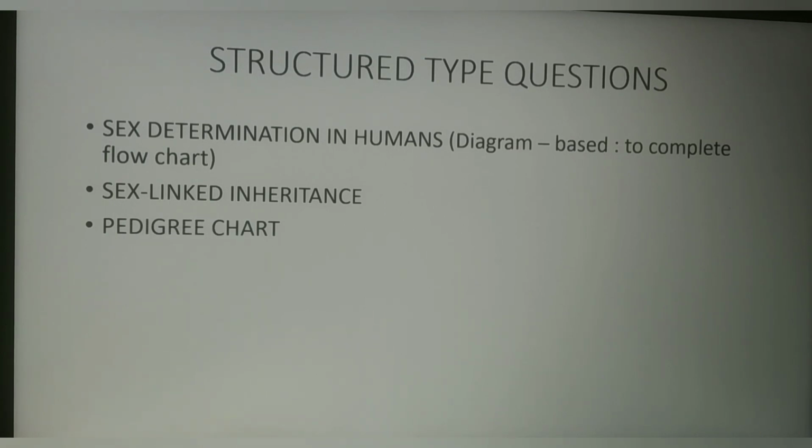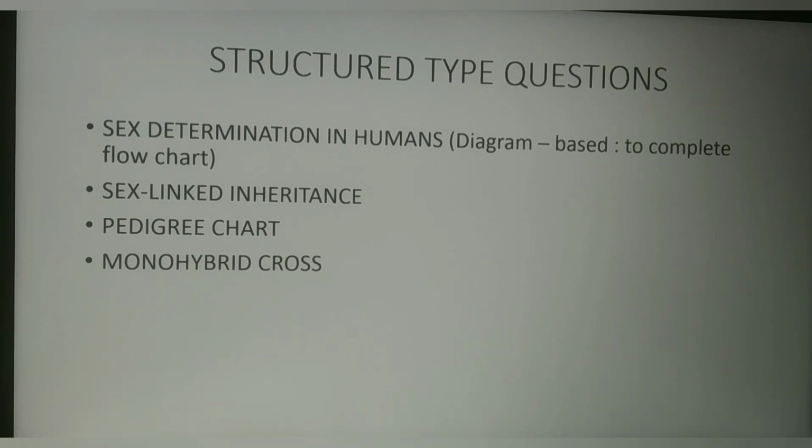Then pedigree chart, we will discuss the pedigree chart. You don't have analysis of the pedigree chart, but I'll just explain the pedigree chart in the next slide. Then monohybrid cross, we have done, I think, 2 or 3 crosses on monohybrid cross.